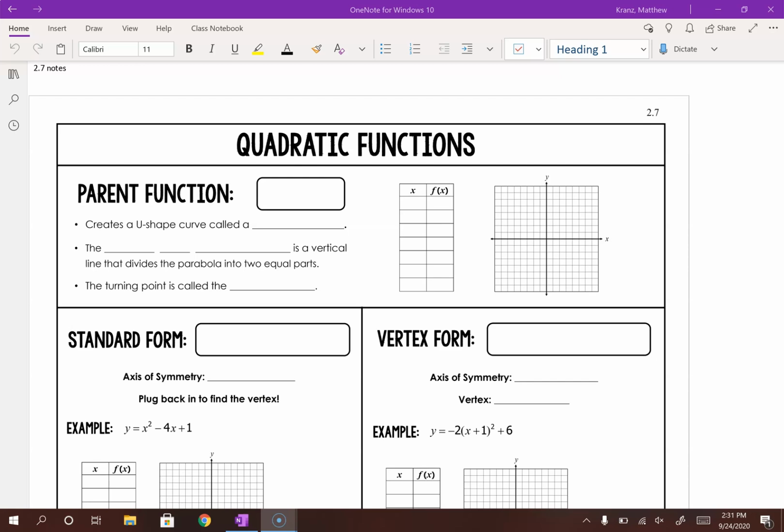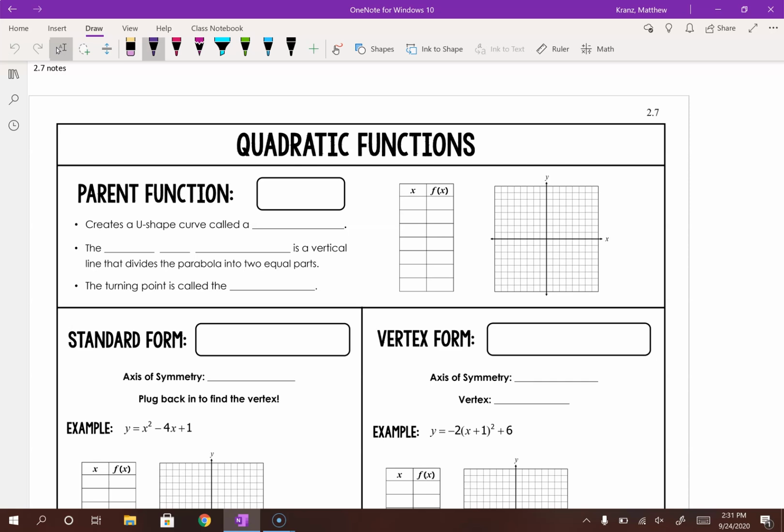Now this lesson will mainly serve as a review for everything else that we know in preparation to take our test. So let's start with quadratic functions. This is the last thing that we covered. The quadratic parent function is f of x equals x squared. It creates a U-shaped curve called a parabola.